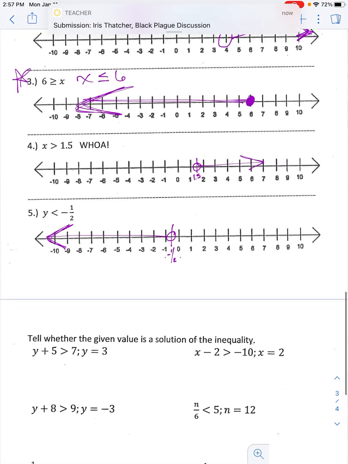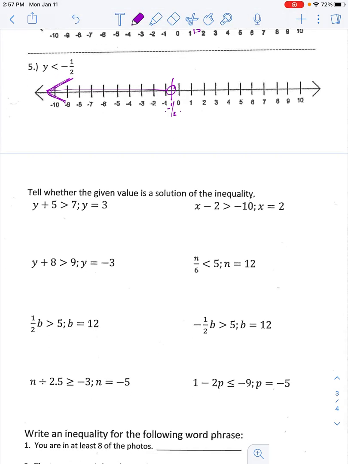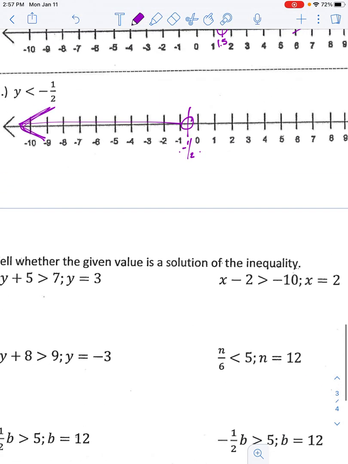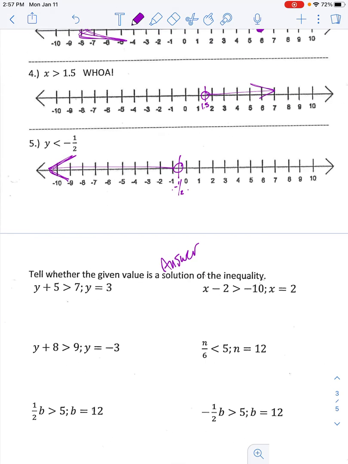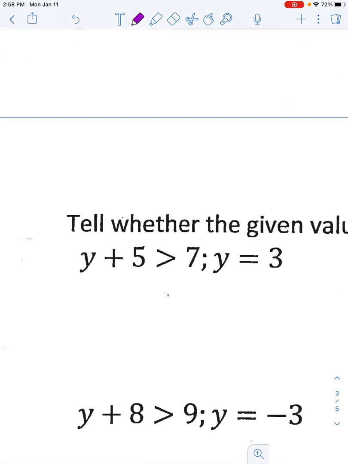Okay, so there's a little bit more practice on graphing. Let's talk about solutions. Tell whether the given value is a solution of the inequality. A solution obviously is just an answer, okay? And again, you're going to show your work. It says y plus 5 is greater than 7 when y is 3, or can y be 3?